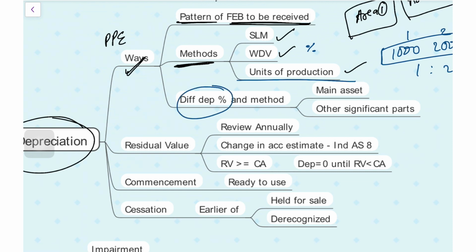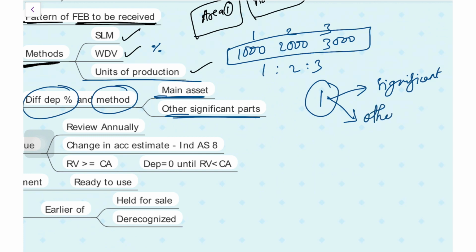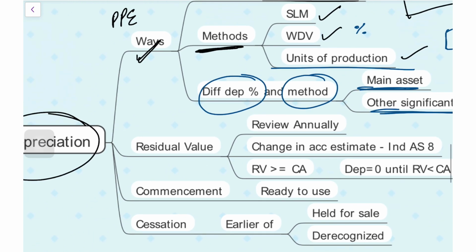Now, you have to also understand that you can use different depreciation percentages and different depreciation methods for the main asset and for the other significant parts. That means for different assets, you can use different depreciation methods and percentages. That is no problem. I am here talking about a single asset. In a single asset itself, if there is any part which is significant and material in value also, you can split this asset into two: one as the significant part and the other as the others. For this significant part of the asset, you can use a different depreciation percentage and a different depreciation method, whereas for the other parts of that single asset, you can use a different depreciation method and percentage. So in that main asset itself, if there is any significant part, you can use a different one for it and a different one for the other insignificant parts. Okay. So I hope you understood this also.